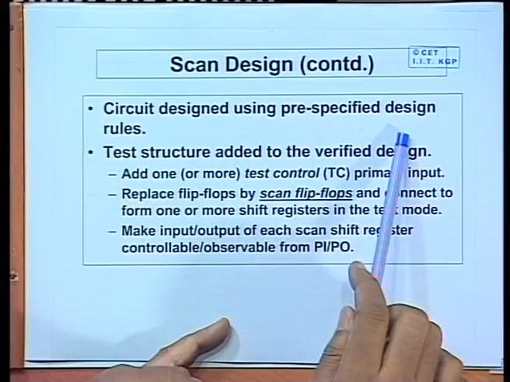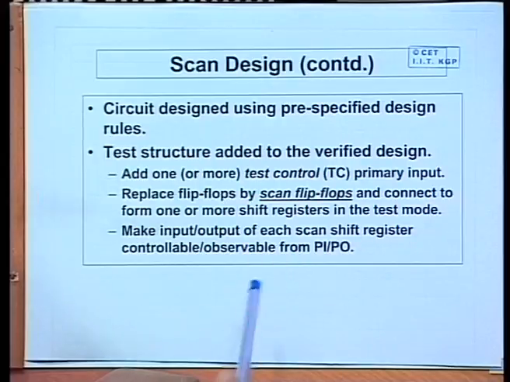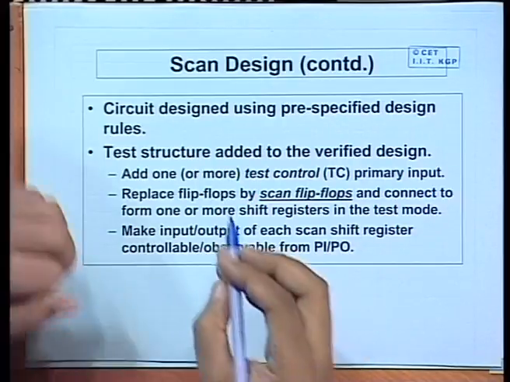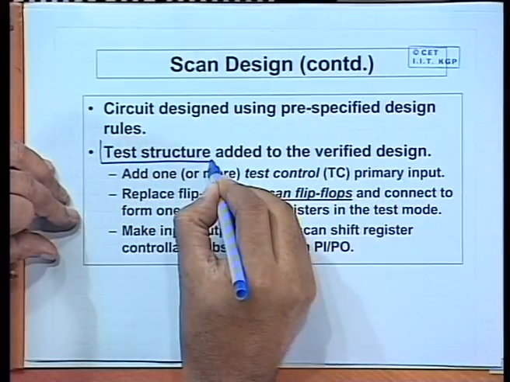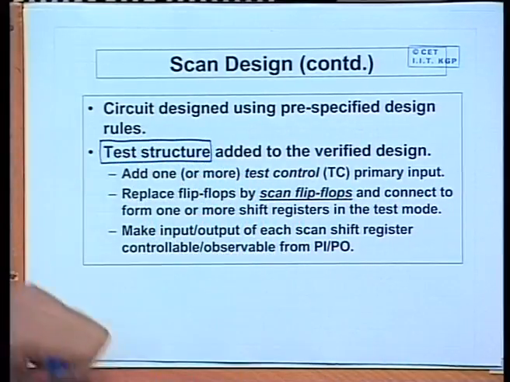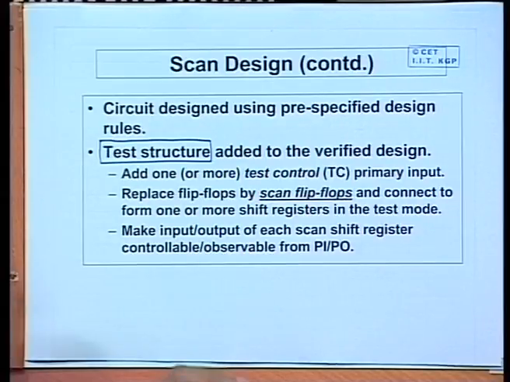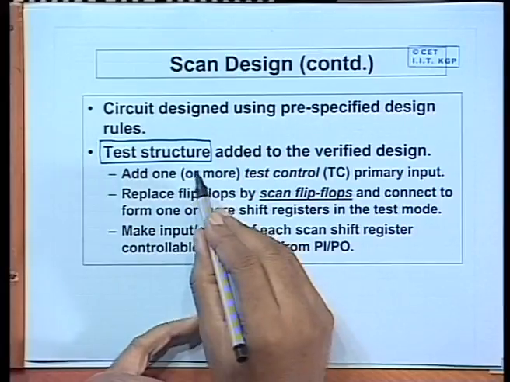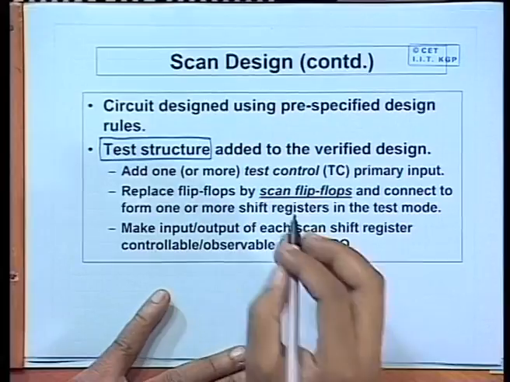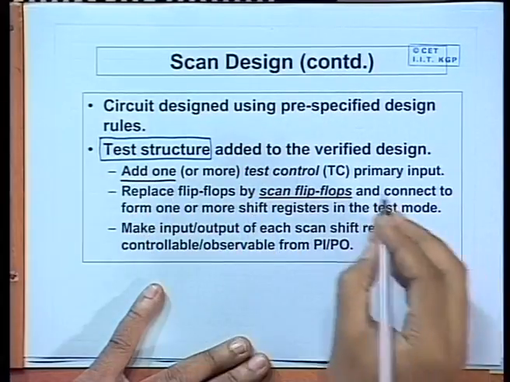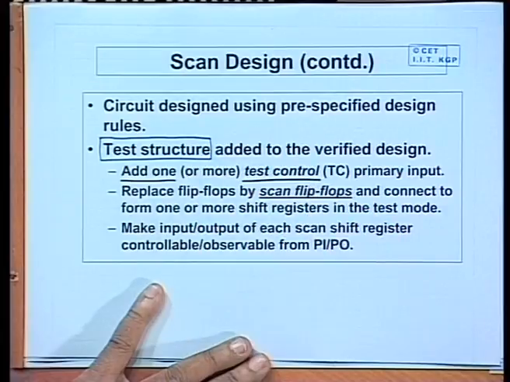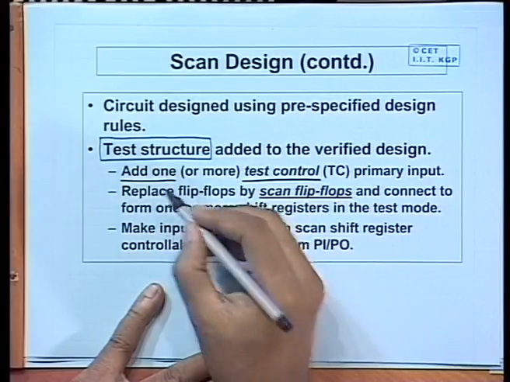Well, nothing can come free. In order to do this, you have to add something more to the circuit. You have to add a test structure in terms of some additional hardware and extra pins to the design. So essentially what you need at minimum is one extra pin called test control. This extra pin will tell you whether you are in the normal mode or in the test mode. During testing, the test control pin will be high, otherwise it will be 0.